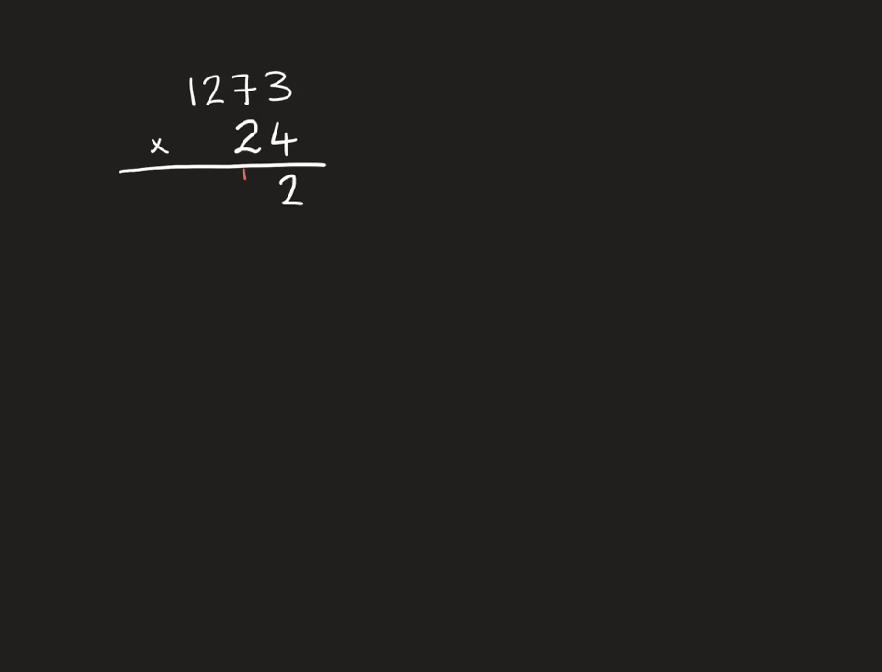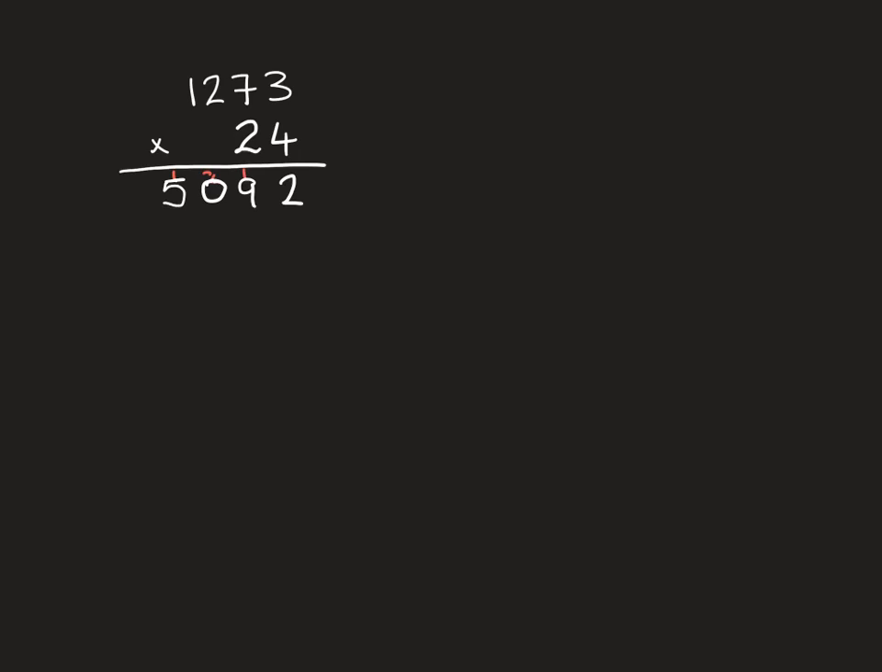Then I'm going to do 4 times 7, which is 28. Add the 1 is 29. Take my 2 over. Then I've got 4 times 2 is 8. Add the 2 is 10. Take my 1 over. And then I've got 4 times 1 is 4. Add the 1 is 5.